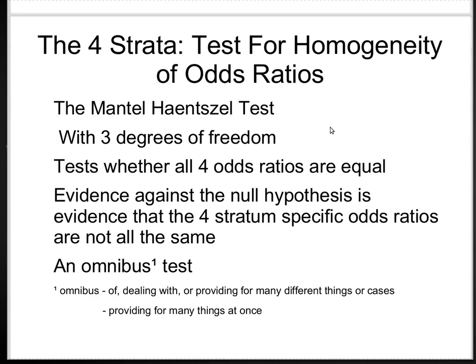So what did we do? With the 4 strata, we had a test for the homogeneity of odds ratios. That was the Mantel-Haenszel test. It had 3 degrees of freedom, testing the null hypothesis that all 4 of the odds ratios are equal. And then we referred to the notion that such a test was omnibus, and that it doesn't tell us how the odds ratios are different, but rather that they have the potential to be different. The null hypothesis here, rather unspecific, if I may, just that all 4 odds ratios are the same. Omnibus, of or dealing with or providing for many different things or cases, providing for many things at once. Yeah, that's an omnibus test.